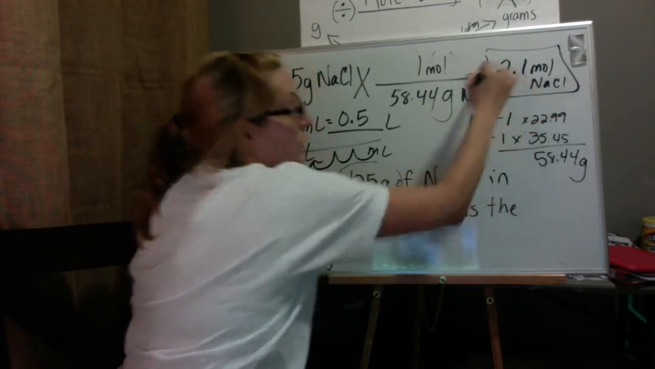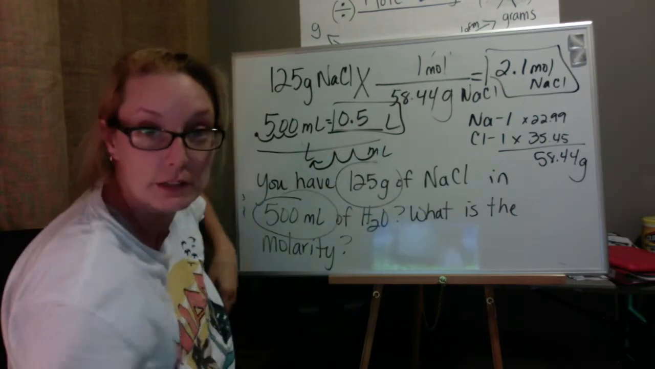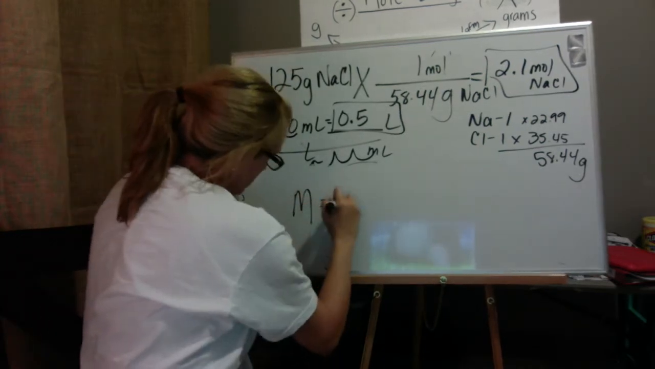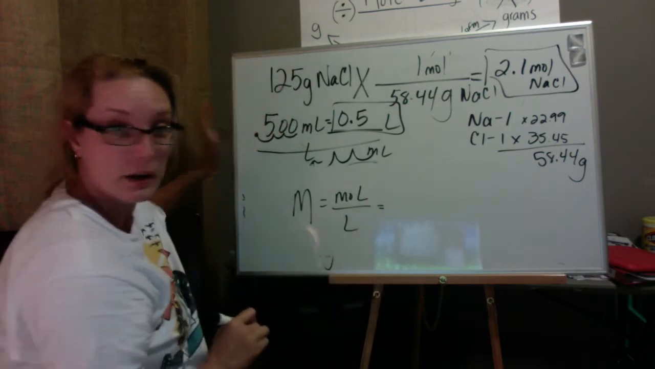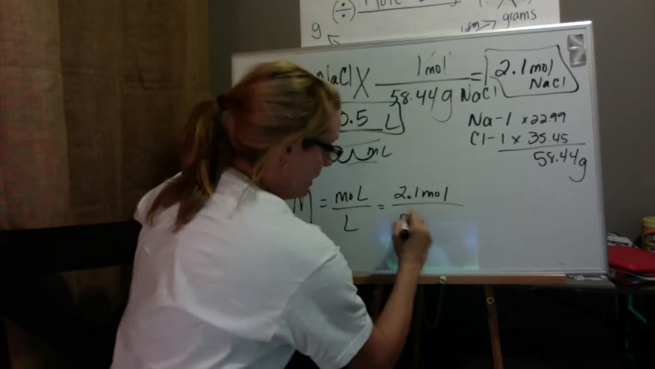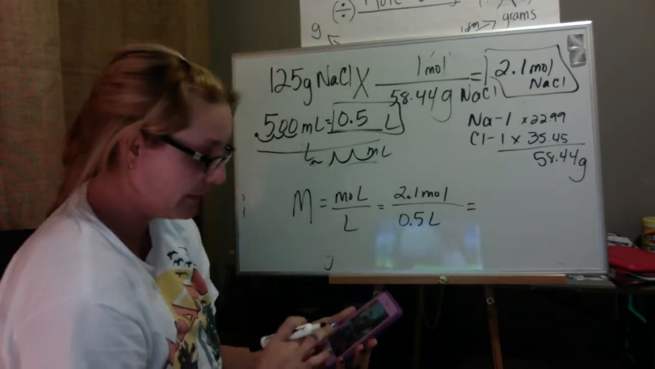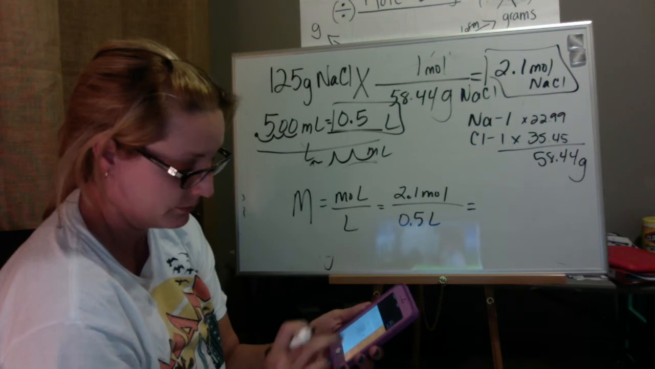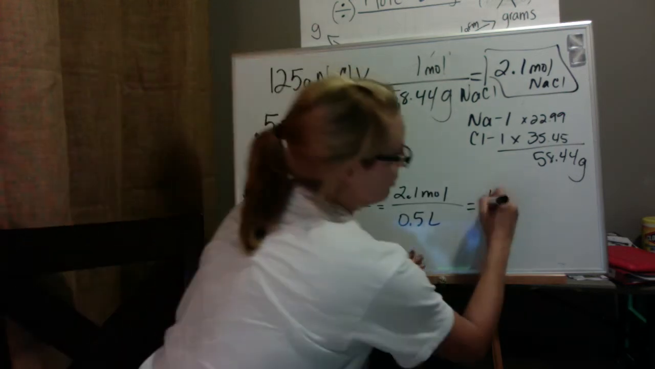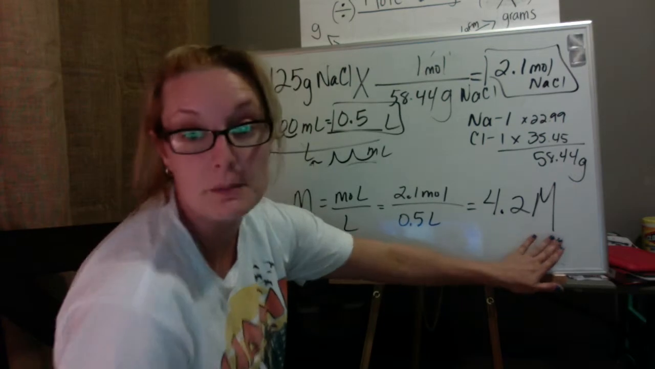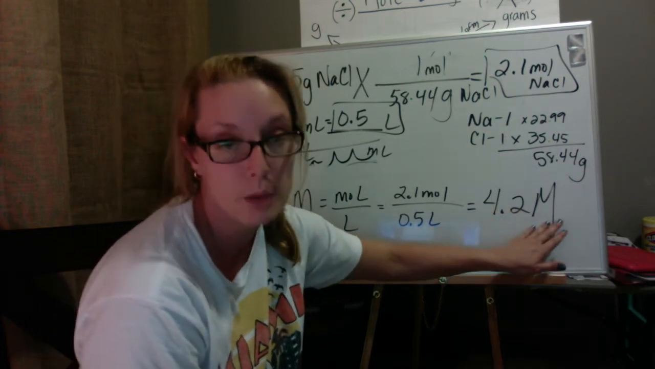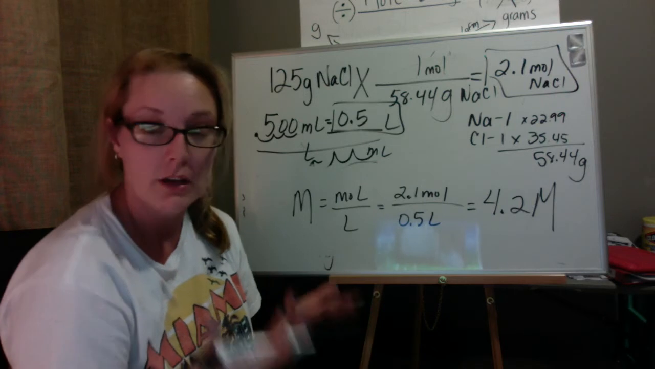Now I have my 2 units that I need for my formula. I have 2.1 moles and 0.5 liters. So I'm going to write my formula and plug and chug. My mole amount is 2.1. My liters is 0.5. That should be close to 4, but I'm going to check the math. I get 4.2. My unit is a big uppercase M, which stands for molar. So this solution, this is the strength of it, 4.2 molar, of a sodium chloride water solution. And that's how you calculate molarity.